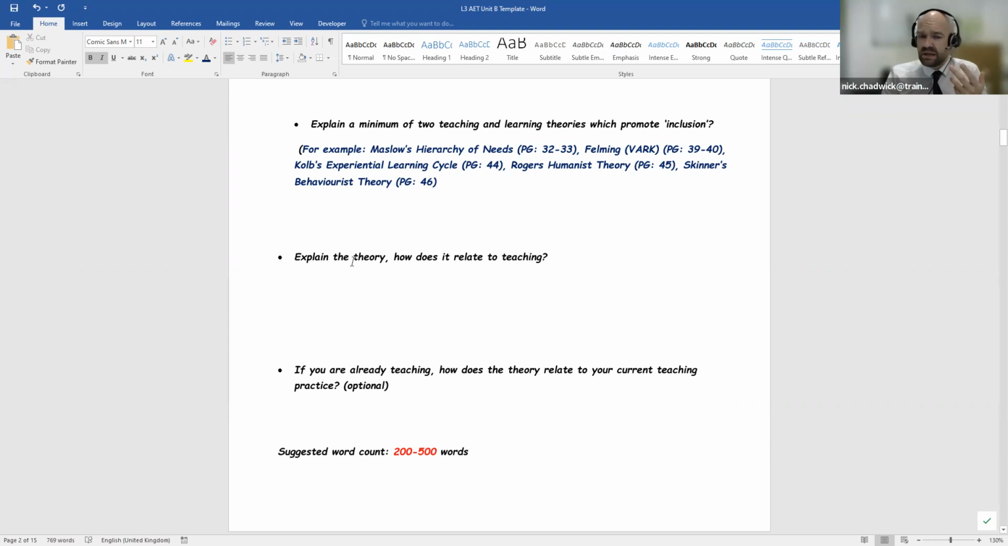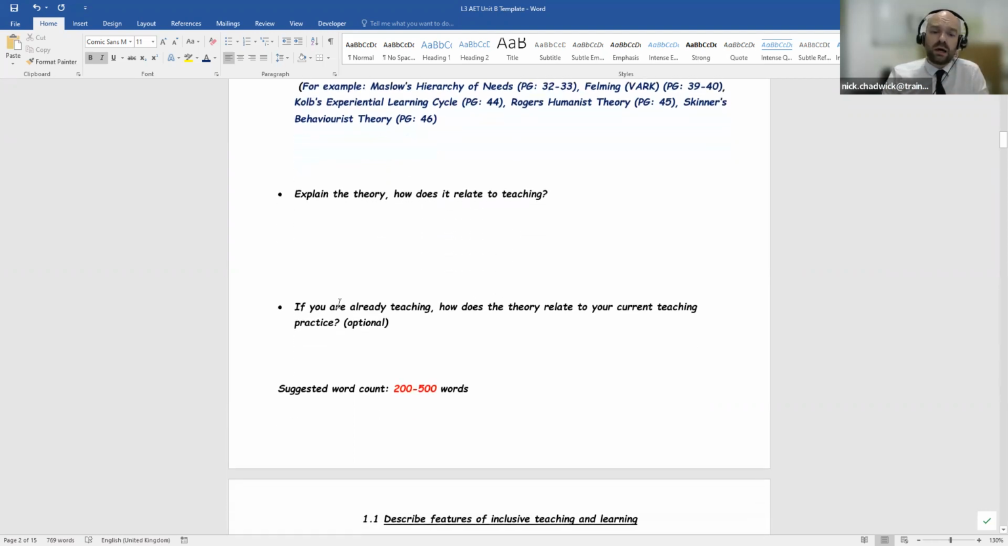So to explain each one, how does it relate to teaching? And furthermore, if you are already teaching, how does the theory relate to your current teaching practice? So do include some examples of where perhaps you've used the theory of your choice as well.